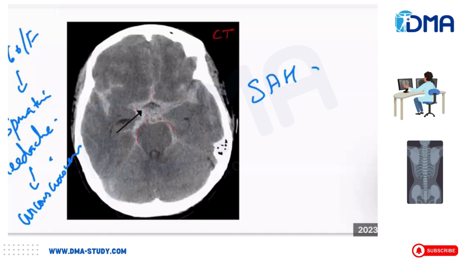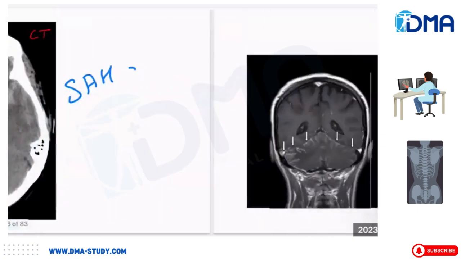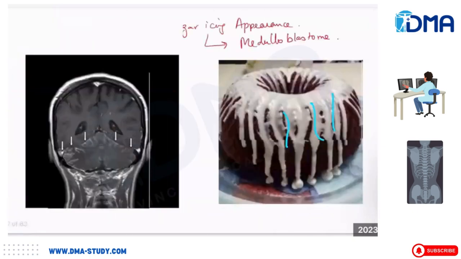Subarachnoid hemorrhage, the most common cause would be the rupture of a Berry's aneurysm. And that's why I told you that example. If you see this area, it will be a melting ice sign, a sugarizing appearance in the medulla region. This will help us in the diagnosis of medulloblastoma.